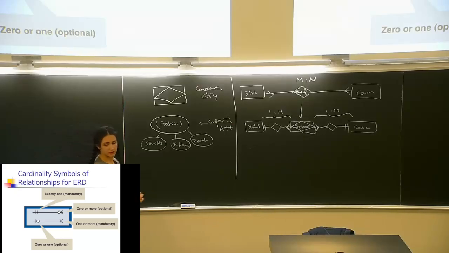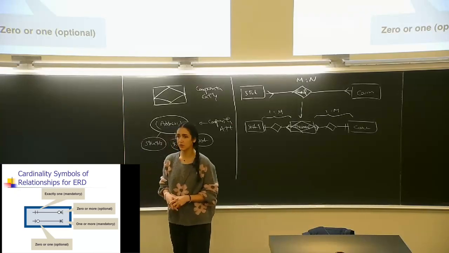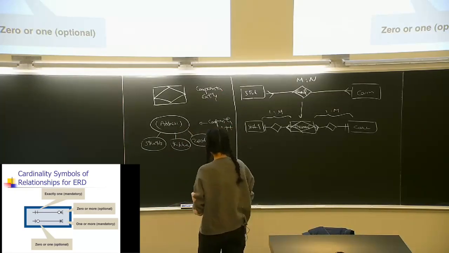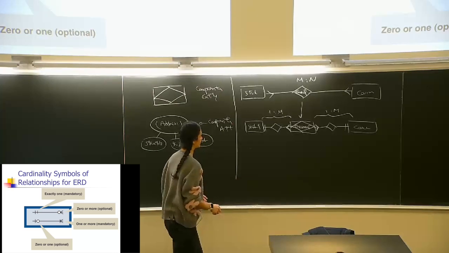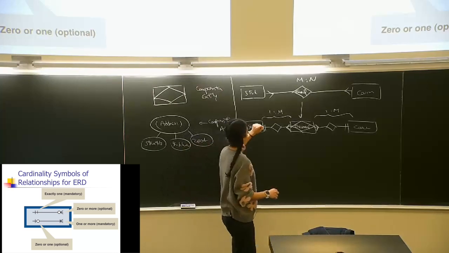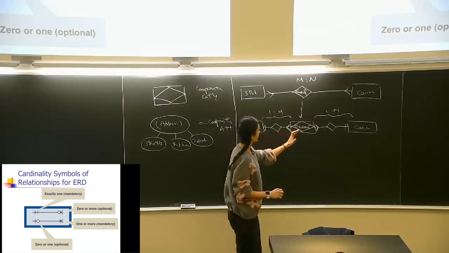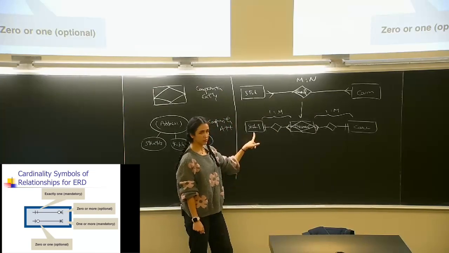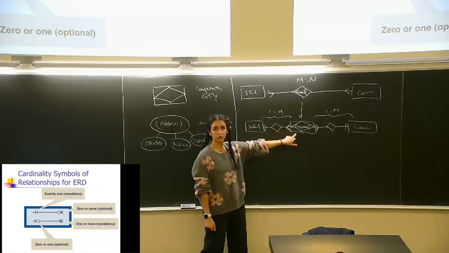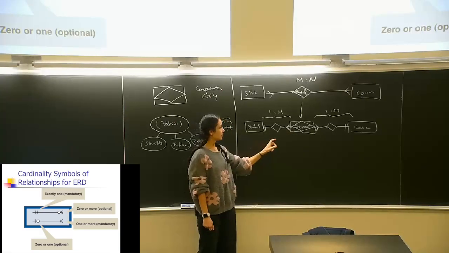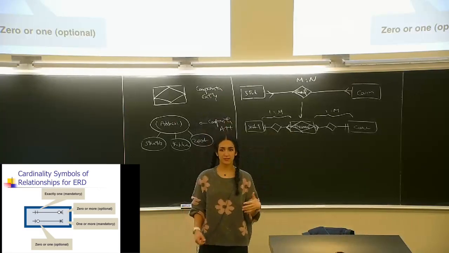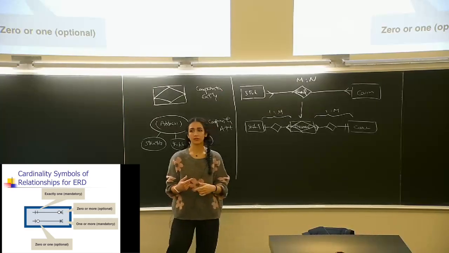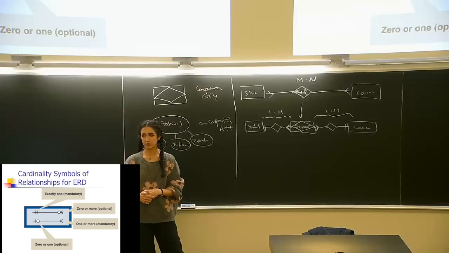We also want to see the cardinality symbols, right? If it is, for example, optional or mandatory, we also call it participation. Consider the relationship between a student and enrollment. We say each student can have multiple enrollments, right? Now, should a student necessarily have an enrollment, or can we have a student that is not enrolled in any course?